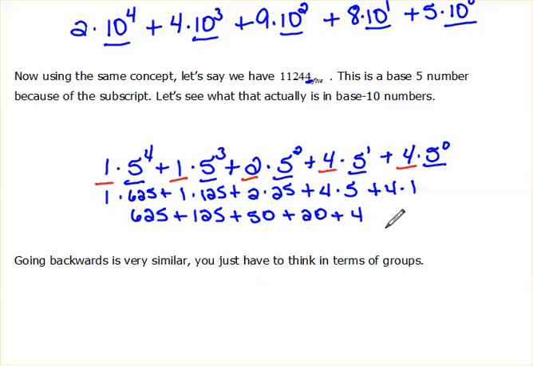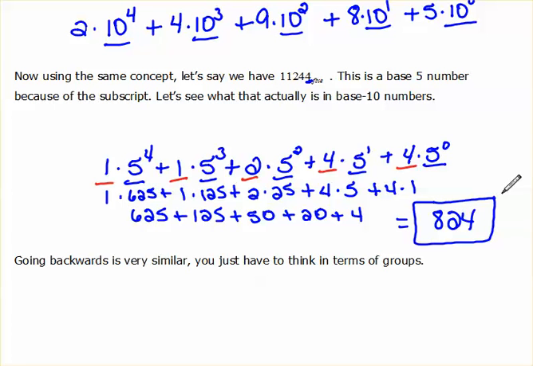And if we add all of those together, we get the number 824. So the number 824 is a base 10 representation of the same number 11244 in a base 5 system.